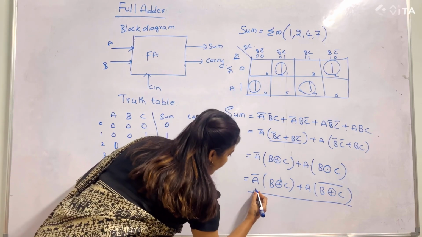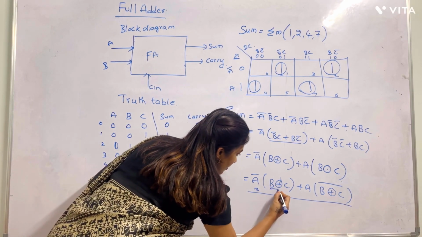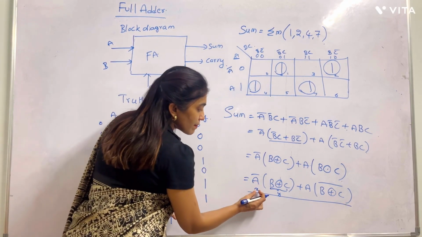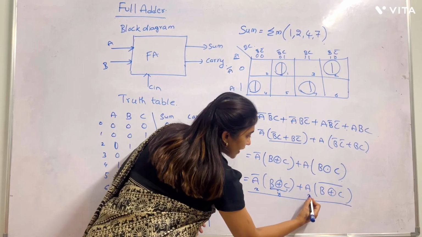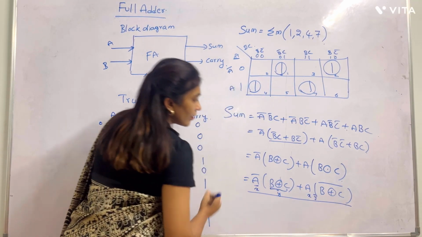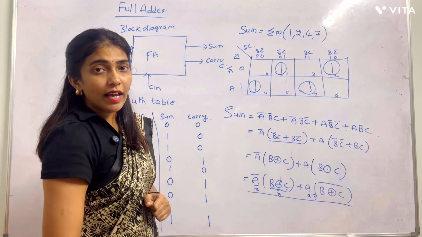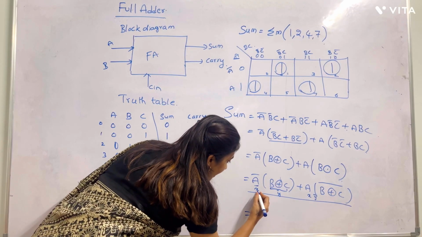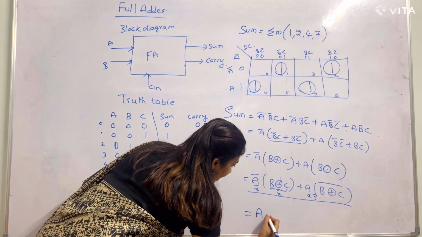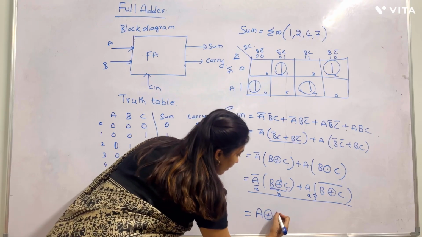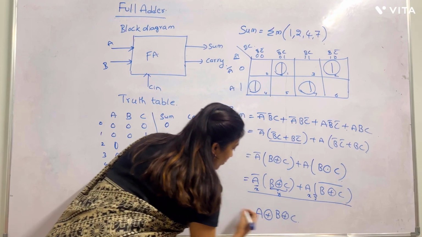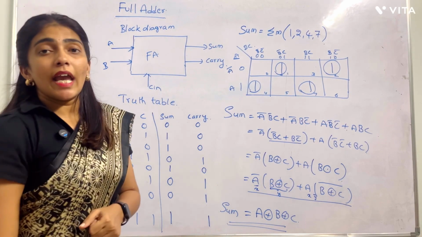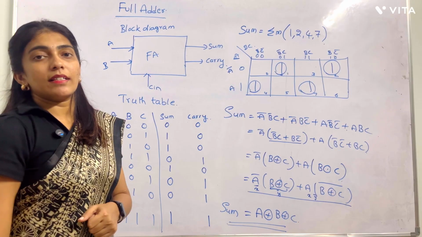Okay, let this A be X and this total term be Y. So now it is in the form of X bar into Y plus X into Y bar. Then the formula for that is X XOR Y, right? So simply X XOR Y. In the place of X, we have A, and in the place of Y, we have B XOR C. So the sum formula for the full adder is A XOR B XOR C.